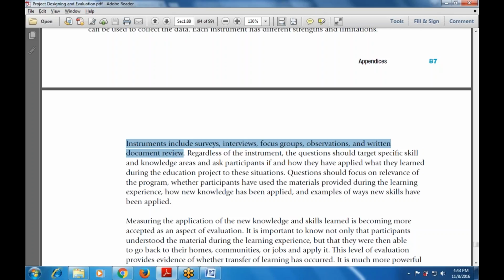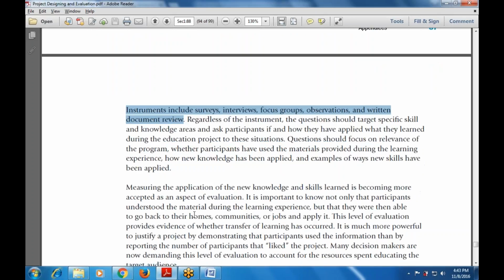Measuring the application of the new knowledge and skills learned is becoming more accepted as an aspect of evaluation. That is, whatever knowledge is acquired is used as part of the evaluation. It is important to know not only that participants understood the material during the learning process, but that they were then able to go back to their homes, communities, or jobs and apply it. This level of evaluation provides evidence of whether the transfer of learning has occurred or not.